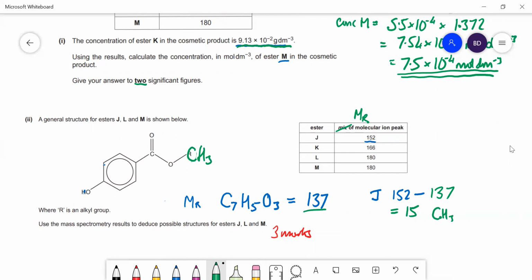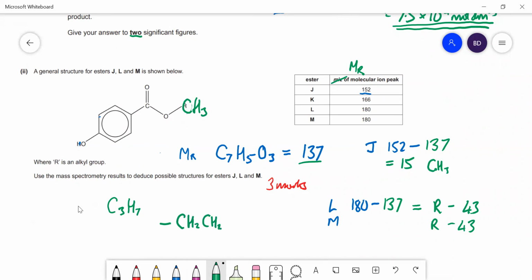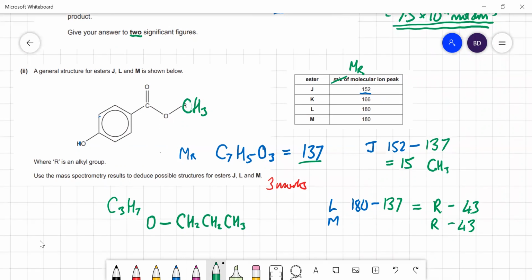Right, let's do it for the other two now, which are L and M. So for L, well, they're both at 180, aren't they? So it's going to be 180 minus the green bit, which we said was 137. Same for M. That means the R group has a mass of 43, and the R group for M is also 43. Now you probably know that that is C3H7. So what could the R group be? Well, it could be CH2CH2CH3. So that could be one of the esters, a propyl ester, an ester of propan-1-ol. That's one of them. We can't tell which one it is, so for L and M we can just say that both of them are that.